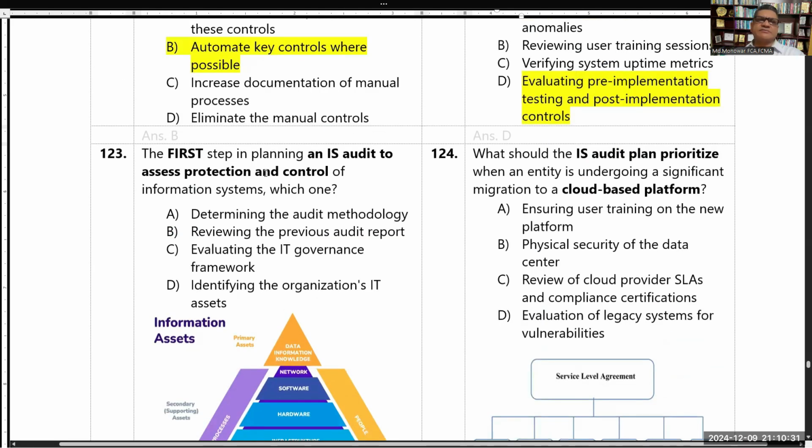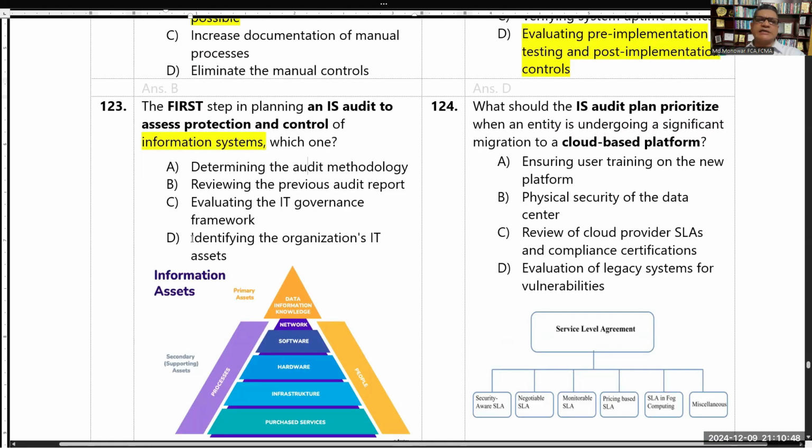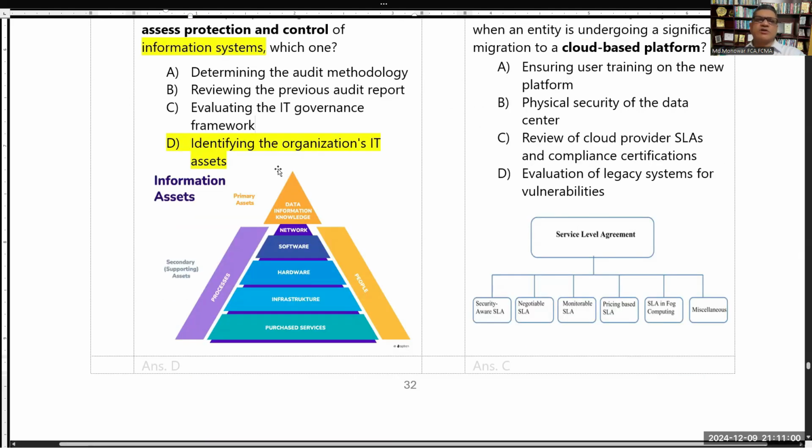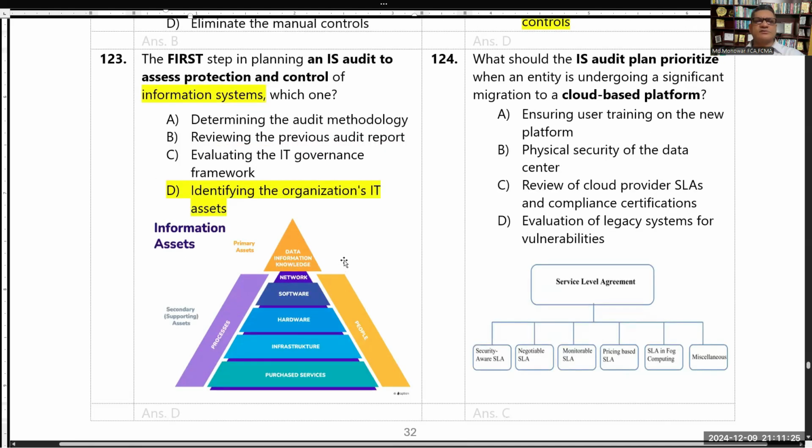The first step in planning an IS audit to assess protection and control of information systems is identifying the organization's IT assets. This is the first step for planning an IS audit. We know the information assets are all of the information assets.